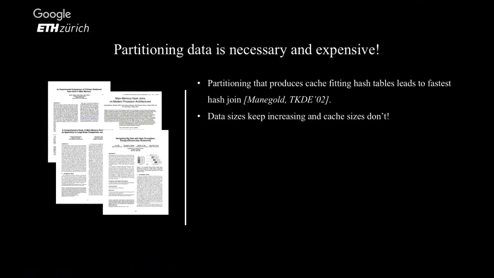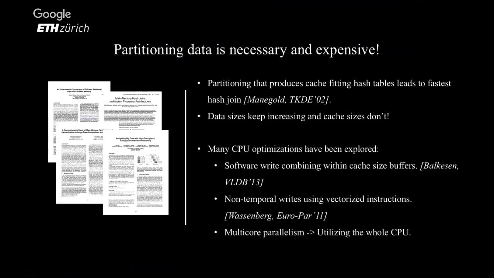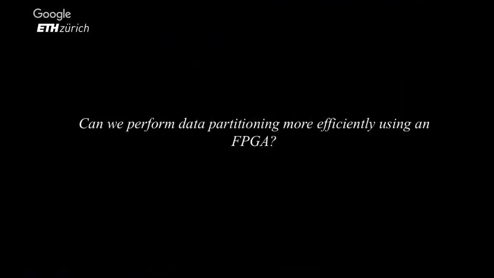So for partitioning, also many CPU optimizations have been explored. Some of the most important ones include software write combining within cache size buffers used by Balkesen and others. Then Wassenberg and others proposed using non-temporal writes using vectorized instructions to bypass the cache and write directly into the memory to avoid cache pollution. And of course, we can do multi-core parallelism. We can utilize the whole CPU to do partitioning. So in short, what I mean to say by this is we know how to do partitioning using a modern CPU. And that's why in this work, we are trying to answer this question.